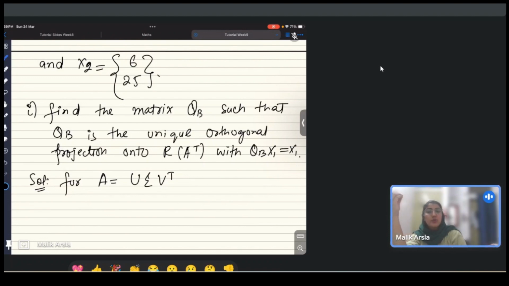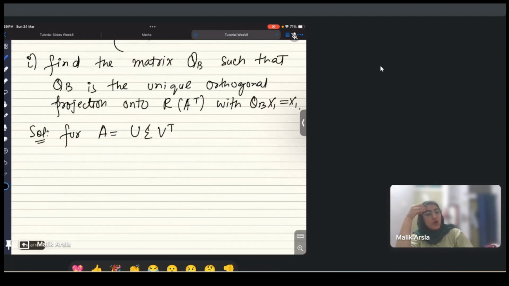Because the unique orthogonal projection of a matrix Q onto the range space of A transpose is unique, and it is equal to V into V transpose. So for that you have to find V. So can you quickly find out what the value of V is coming out to be? Or you can try to calculate all three: calculate U, calculate sigma, and calculate V transpose. Firstly, you have to calculate sigma.